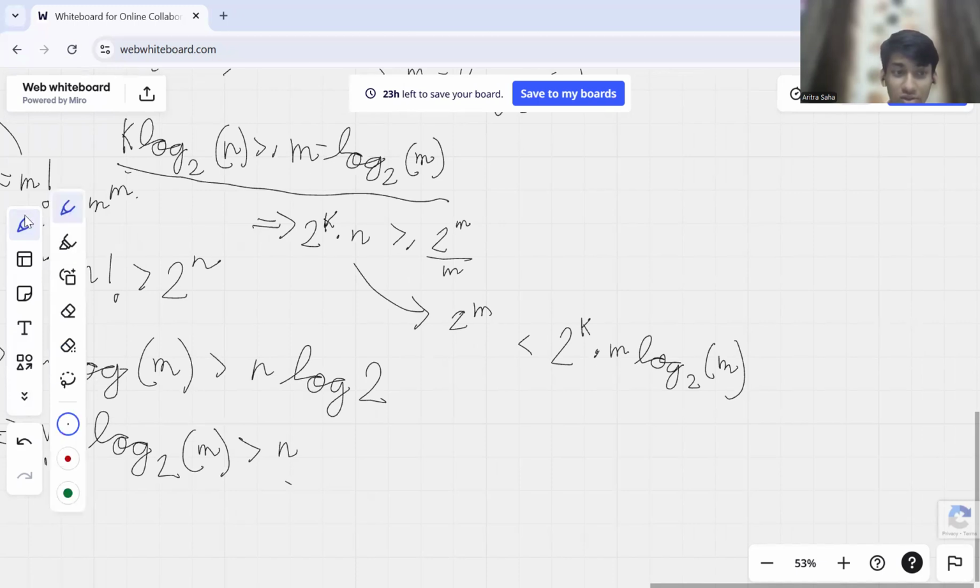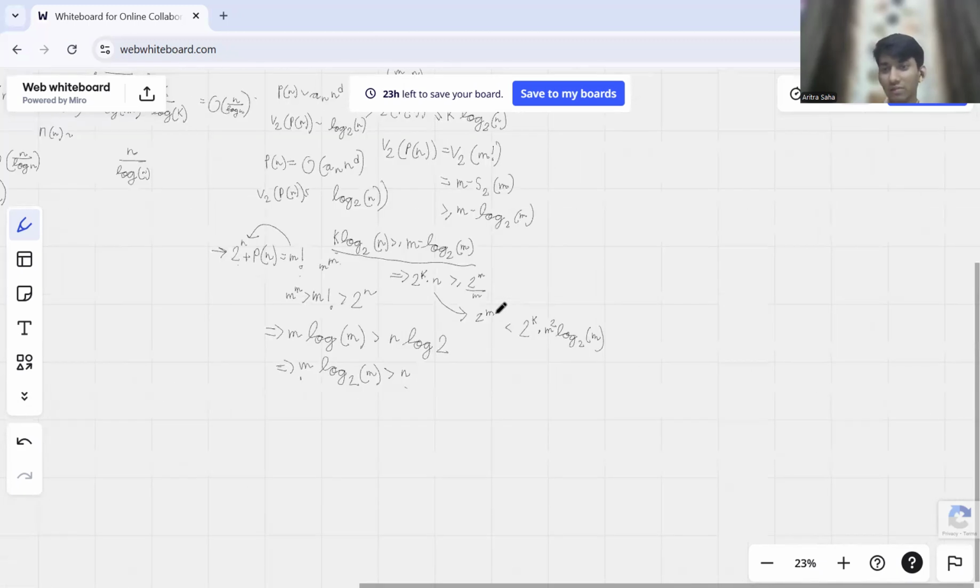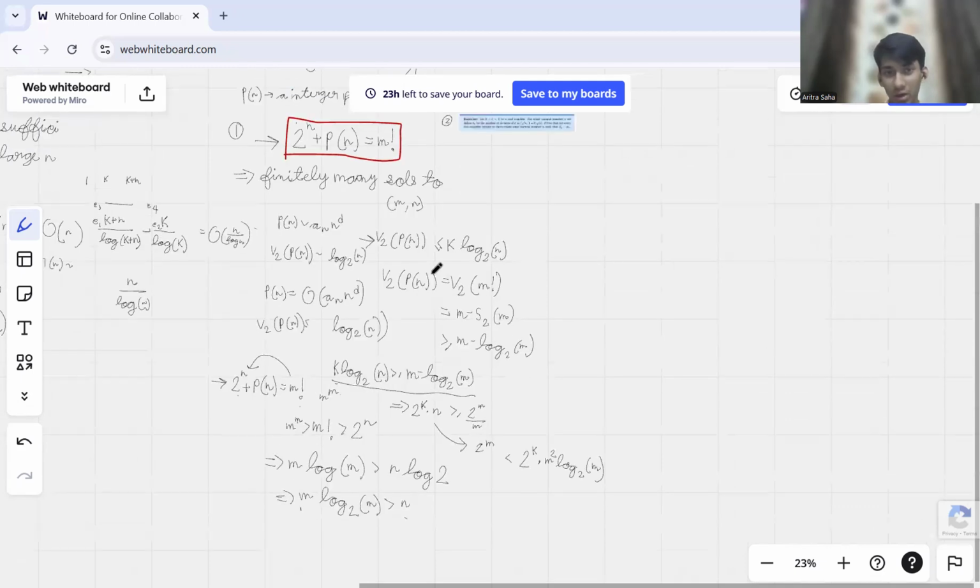So 2 to the power m is much, much bigger than this thing, for far enough m, because k is a constant. So k doesn't matter; this is constant, and this is O of m square log m, and this is O of 2 to the power m. So this is much bigger. So we have a contradiction for large enough m. So if there are finitely many m, there will be finitely many n solutions.